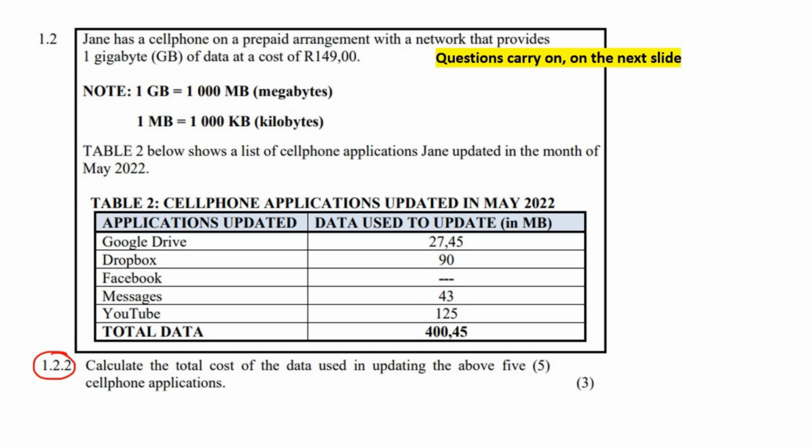The next question says, calculate the total cost of the data used in updating the above 5 cell phone applications. So that's the 1, 2, 3, 4, 5. We need to know the previous answer, which was 115 megabytes.